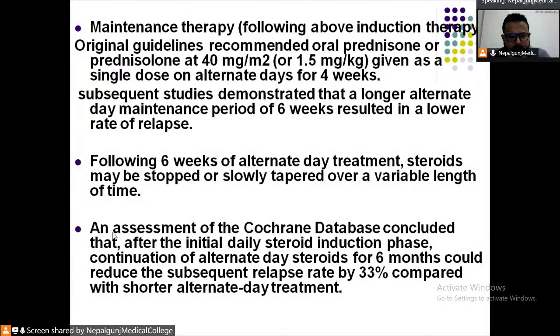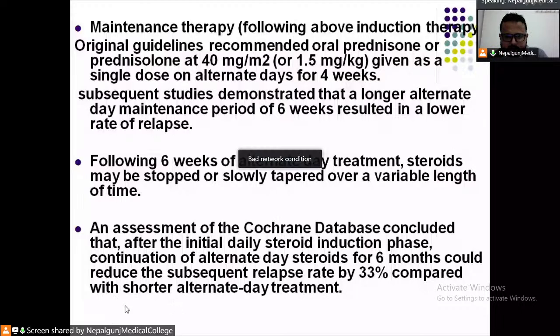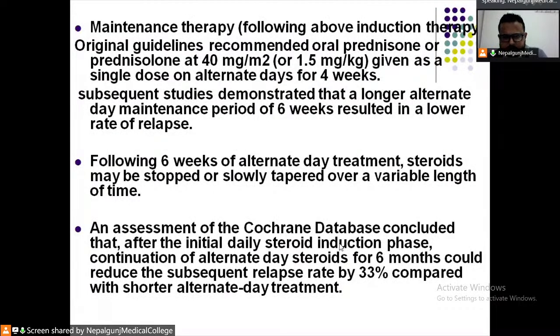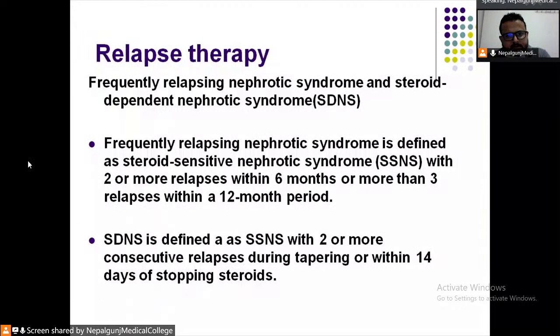Following 6 weeks of alternate day treatment, steroid may be stopped or slowly tapered over a variable length of time. An assessment of the Cochrane database concluded that after the initial daily steroid induction phase, continuation of alternate day steroid for around 6 months could reduce the subsequent relapse rate by 33% compared with shorter alternate day treatment. So this is the data from the Cochrane. They suggest that a longer duration of alternate day steroid therapy is more beneficial in preventing relapse of the disease. So what is relapse?